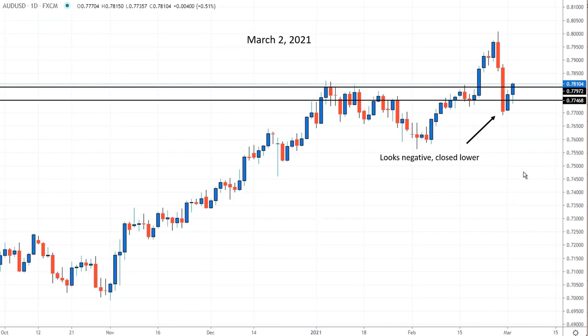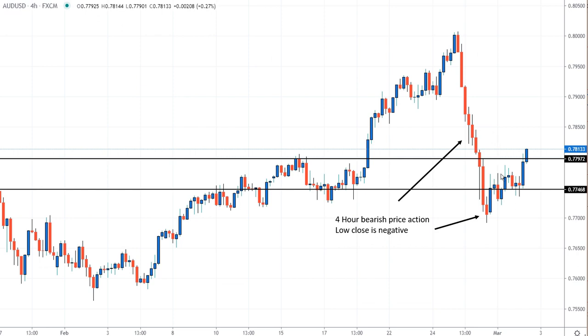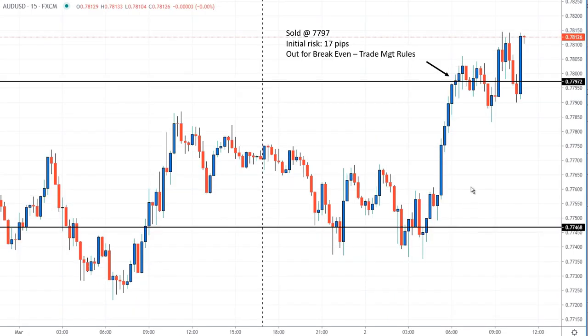This one is a negative look on the daily chart, because look how it came all the way down, took out this low, closed below it. That's kind of negative. Look at this. This isn't very positive. Straight down. So looking for a sell on this. Price rallies up to a level that we're interested in selling at. And look what happened. It actually started trading against us and came back and did all this.